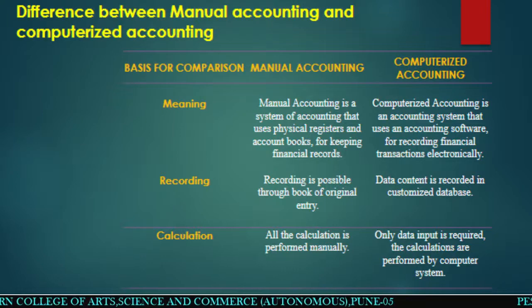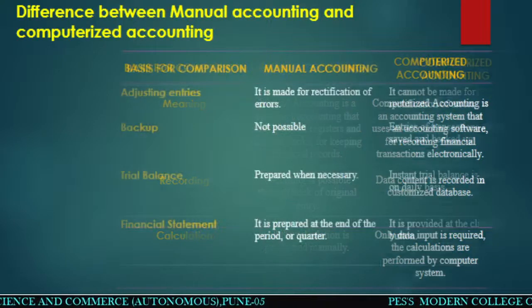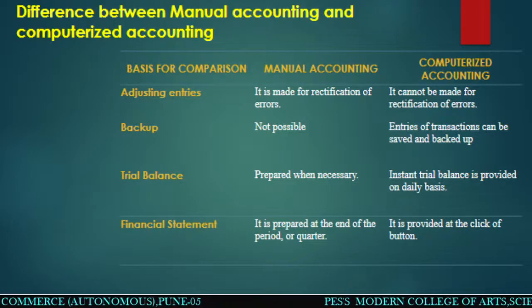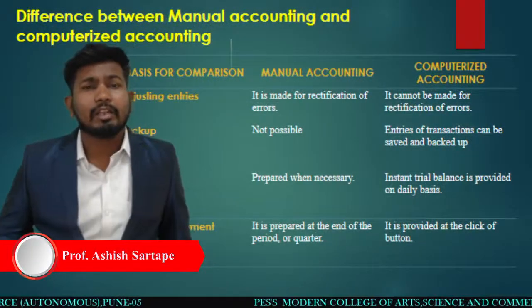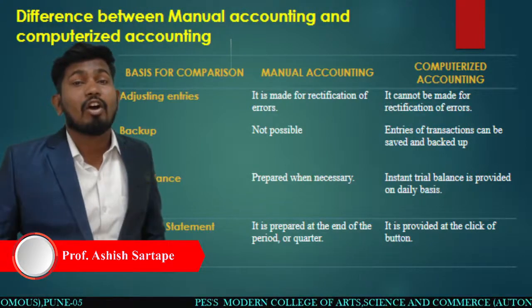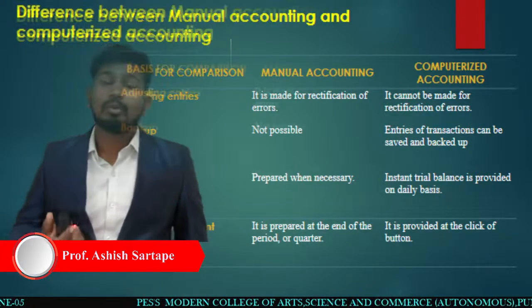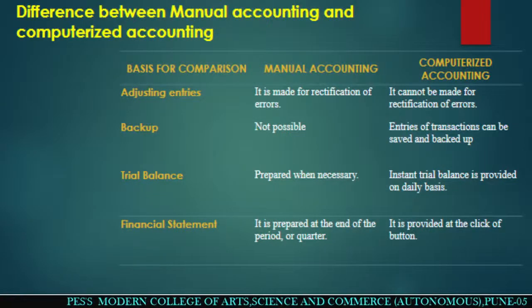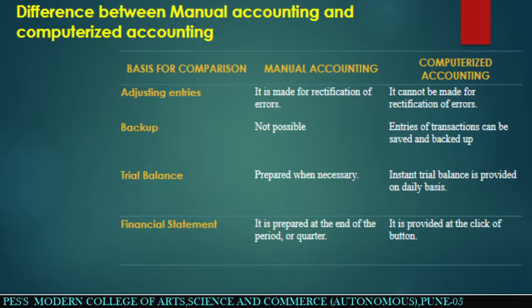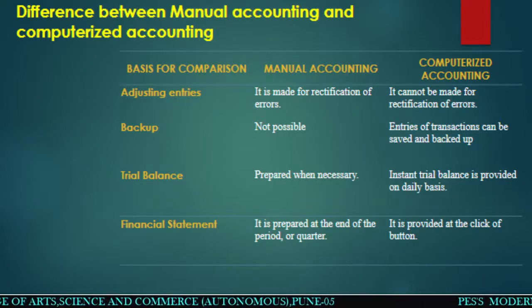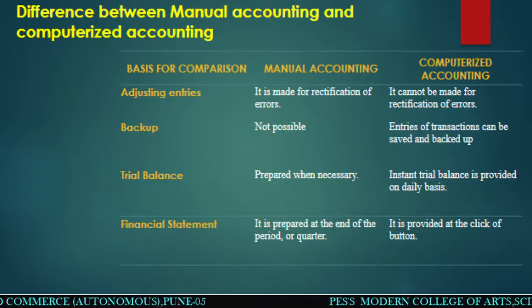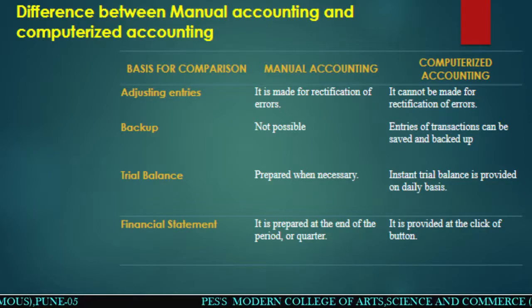Now the next point of comparison is the adjusting entries. In manual accounting, adjusting entries are made for rectification of errors. But in computerized accounting, they cannot be made for rectification of errors. So whenever you make an entry in the computerized accounting system, you have to enter it very carefully.